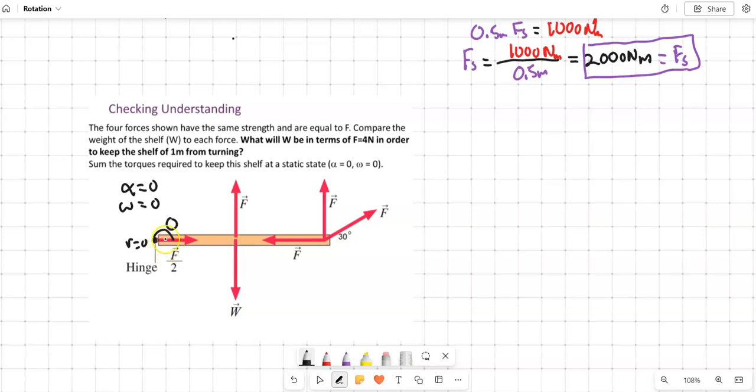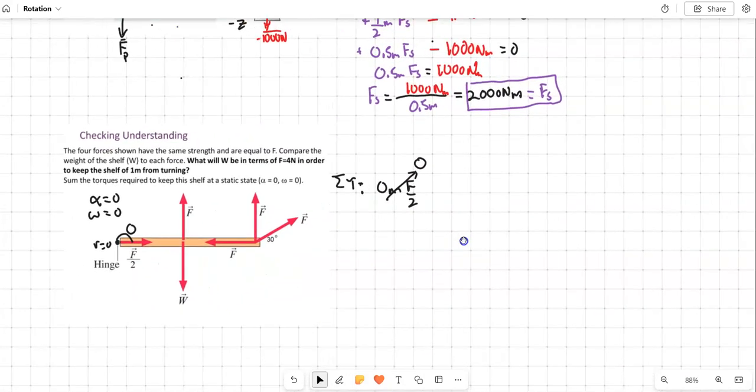Okay. Since it's a complicated part, we're going to choose that as our pivot point. And plus they marked it, the hinge here. So I think they're implying in this problem that this is the pivot point. But I'm still going to note all of those torques right there. This force F over 2 is 0 meters away from the pivot point. So basically, this is going to result in a 0 torque.